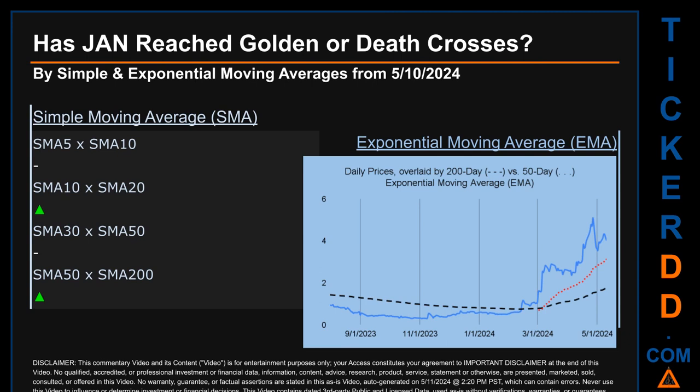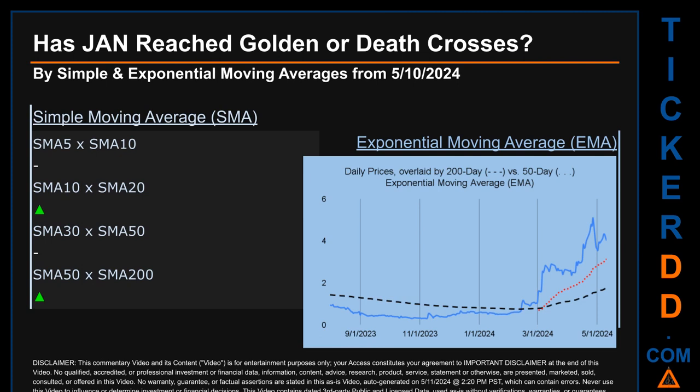Has JAN price reached golden or death crosses? Golden cross and death cross are basic signals that compare average prices across two specified trade day ranges, a short-term versus a long-term range. For example, 5-day versus 10 trade days.